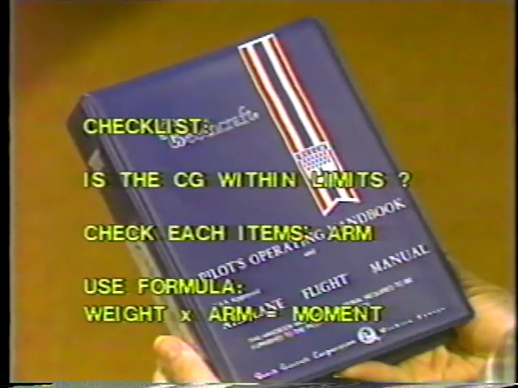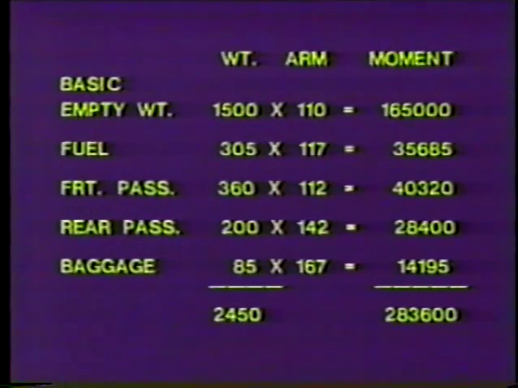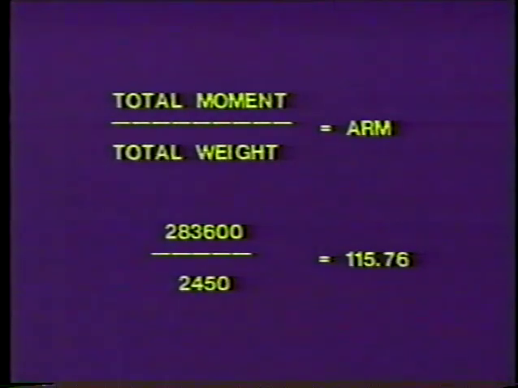Also, loaded under these conditions, is the center of gravity within limits? Begin by consulting the pilot's operating handbook for this particular airplane to find each particular item's arm, and then use the formula weight times arm equals moment. Your worksheet should now look like this. We now have all the information needed to calculate the center of gravity. Divide the total moment number, 283,600, by the total weight number, 1,450, which places the center of gravity 115.76 inches from the datum.